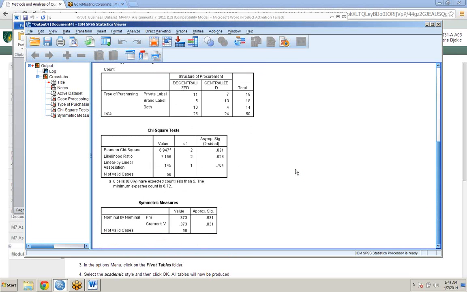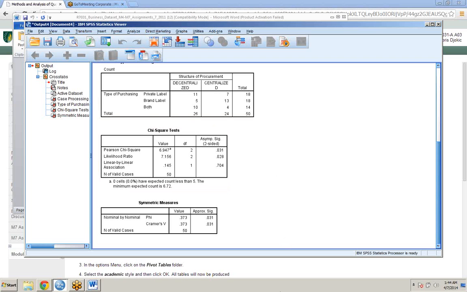And as you can see, I'm going to point you to two important things here. We have here structure of procurement is decentralized and centralized. We have private label, brand label, both labels. And what is it that we are looking at here? Is there a relationship between the type of purchasing and structure of procurement? Type of purchasing, private label, brand label, and both, and structure of procurement is decentralized, centralized.